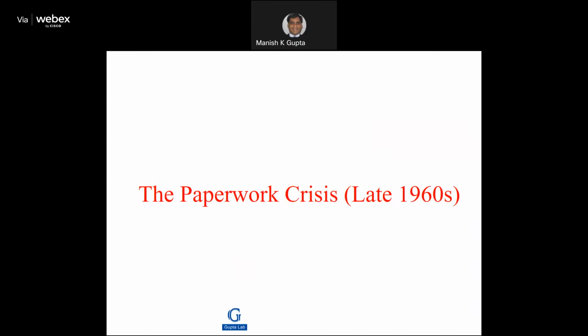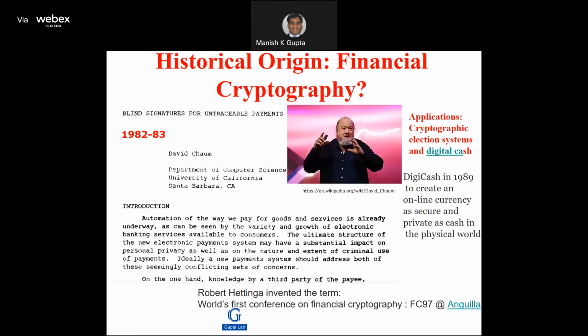Of course, after the discovery of the internet, some idea about financial cryptography we can trace to David Chaum. So in the 80s, this is the paper that he wrote, blind signatures for untraceable payments. He formed DigiCash in 1989 to create an online currency.